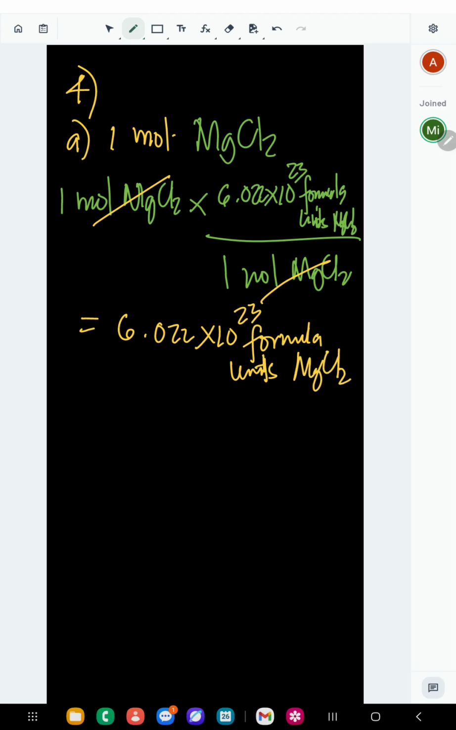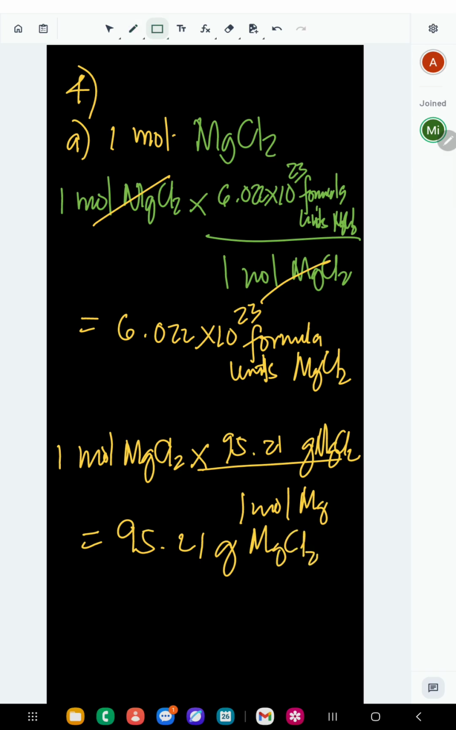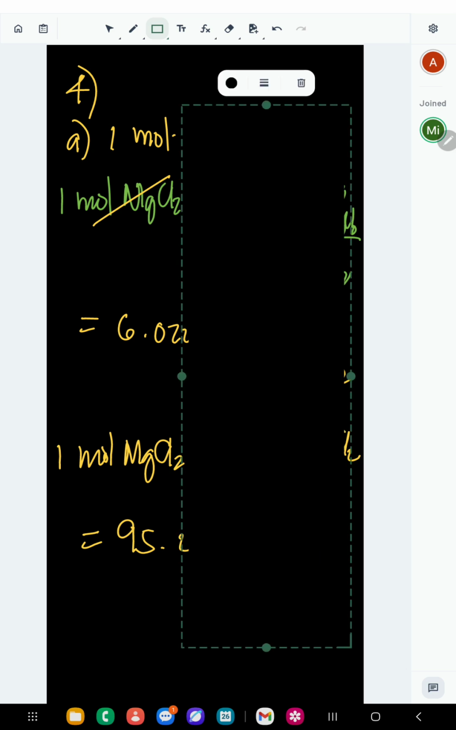And now we need to convert the 1 mole to grams. So 1 mole MgCl2 times, what is the molar mass of MgCl2? Magnesium and chlorine together is 95.21. So what is the answer? The answer is 95.21 because it's only 1 mole. All right. Then for the next one, 1 mole PCl5.